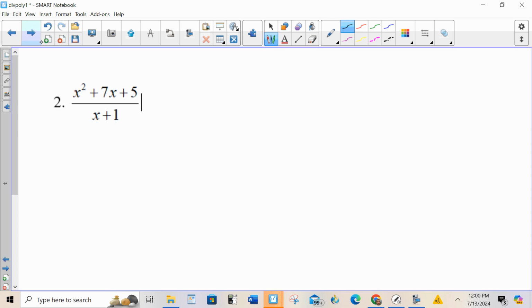So let's jump into number 2. I'm going to list the coefficients of what's on top, not the x's themselves, just the coefficients. Just like long division, I do want to check for missing terms. After x squared should be x to the first, which it is, then my constants, so I'm good. So I've got 1, 7, 5.